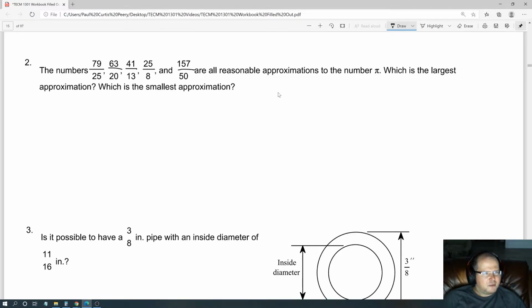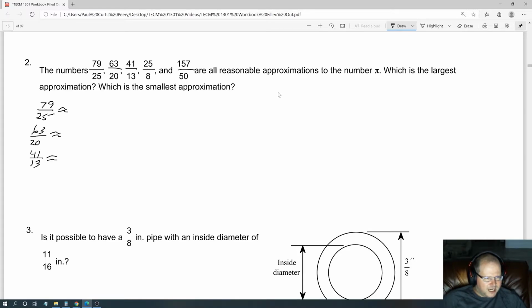Okay, the numbers 79/25, 63/20, 41/13, 25/8, and 157/50 are all reasonable approximations to the number pi. Which is the largest approximation, which is the smallest approximation? There are different ways of comparing these, but probably one of the easiest ways of doing it would be to get an approximation using your calculator and then comparing the decimal approximations of these. That's probably the easiest way to deal with it.